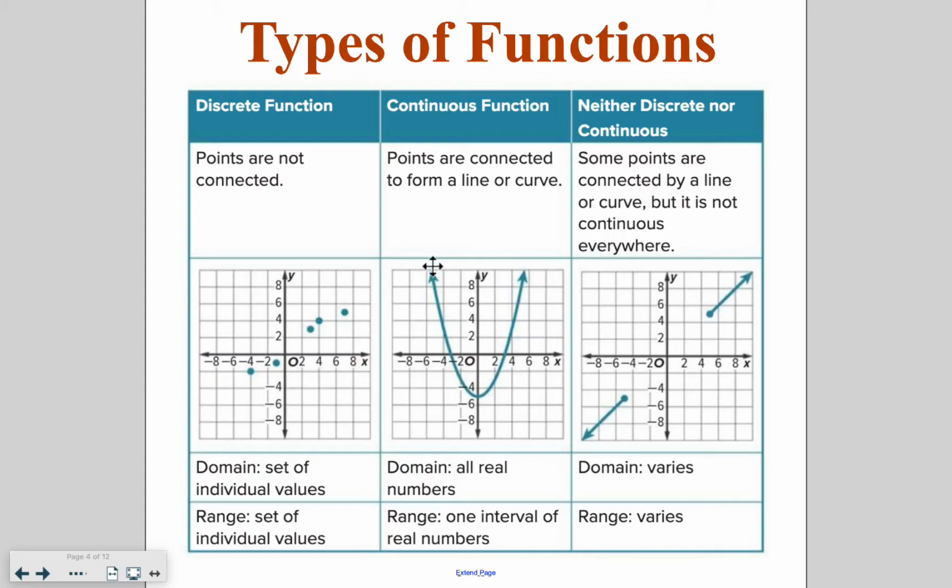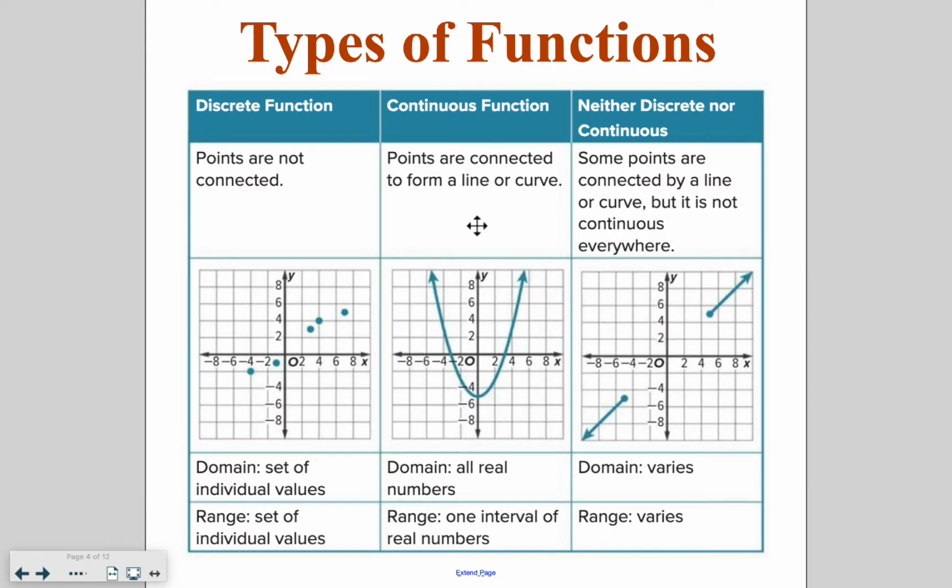Continuous, again, having that smooth curve, means that our x values, our inputs, are any real numbers. So I can go as far down as negative infinity and as far up as positive infinity. The range is going to be a group of real numbers. So in this case, our graph doesn't actually drop below -5, so everything above -5 would be a possible option for that range.